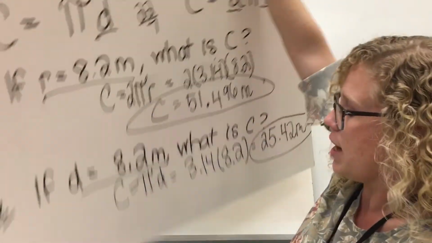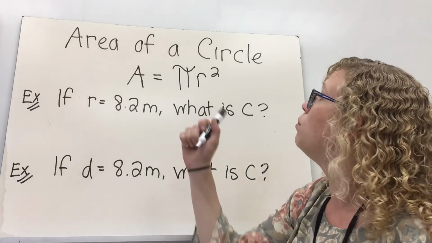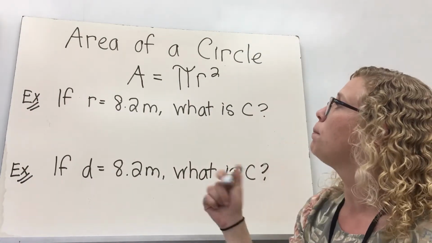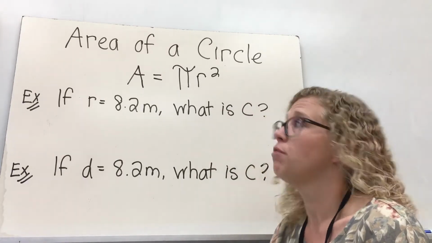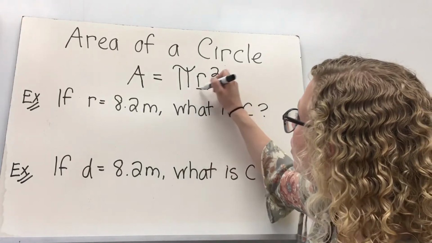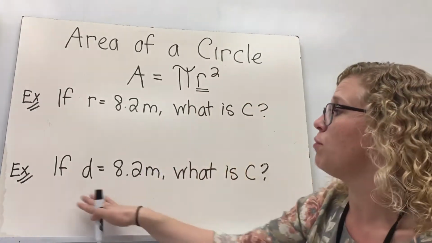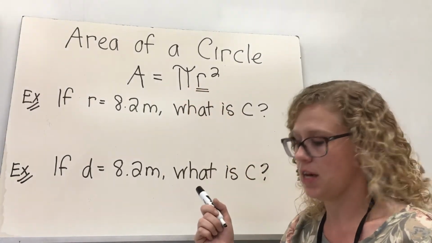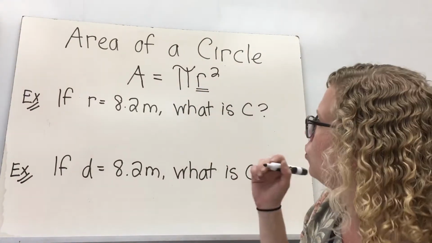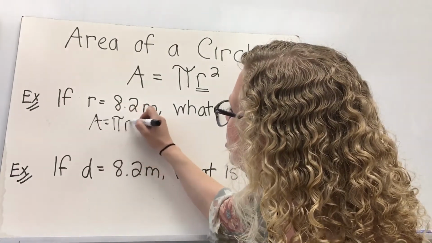Let's go over area next. There is one formula for area. Area of a circle, area is equal to pi r squared. Now, I said there's only one formula for area, but if we only knew the radius, we can use this formula. If we know the diameter, we're going to see how we can use this formula to help us find area. So let's see. Area is equal to pi r squared.